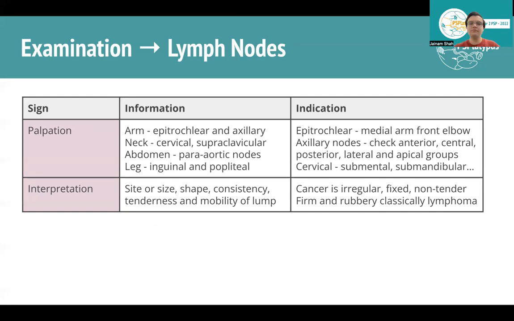So you're going to start with the arms, or you can start with anyone, but I like to start with the arms. You're looking at the epitrochlear, which is along the medial arm, and it's at the front of the elbow. So I would encourage you to look at a picture of what this looks like, because you will be asked to assess the epitrochlear ones. And then you know the axillary from all the way back to upper limb anatomy. So you know that there's approximately 5 groups within the armpit region that you need to feel for: anterior, central, posterior, lateral, and apical. The abdominal ones, they're the para-aortic nodes. So kind of in the same way that you palpate for the aorta, you're going to just feel on either side of the aorta for any enlarged nodes.